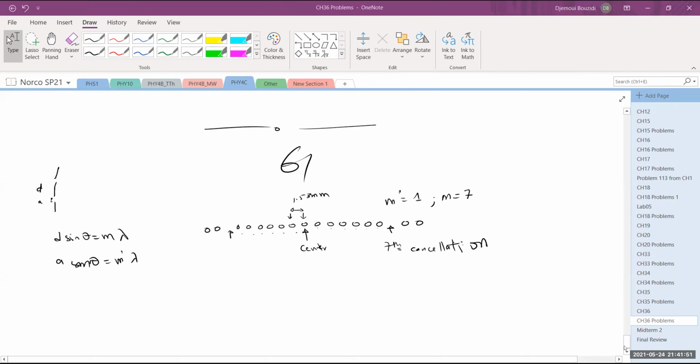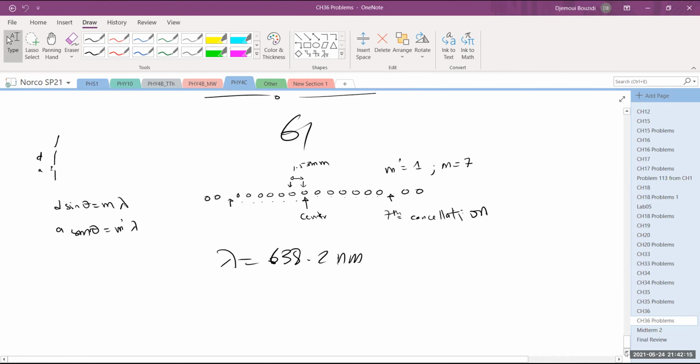The light source was a helium neon laser producing a wavelength of 632.8 nanometer. So we know lambda, 638.2 nanometer. We're given lambda. How far apart are the two slits? In other words, d.